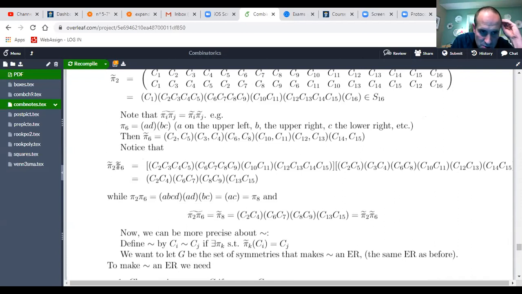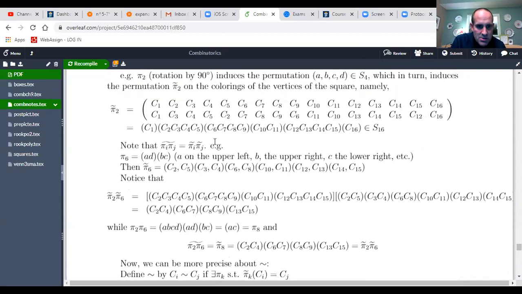So pi 2 twiddle, pi 6 twiddle, again, that's the coloring induced thing. What I did is I really just wrote down this right here. And technically speaking, when I write down pi 2, I don't really need to write down C1, because C1 doesn't get moved at all by pi 2 twiddle. So you can basically ignore it, which is why it's not appearing here in this first part, okay?